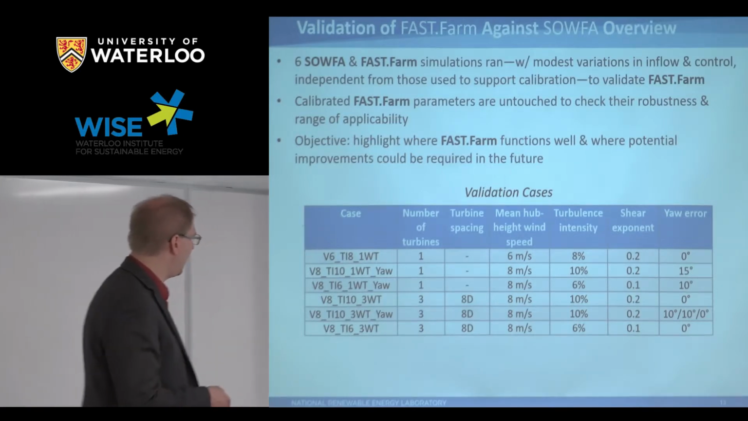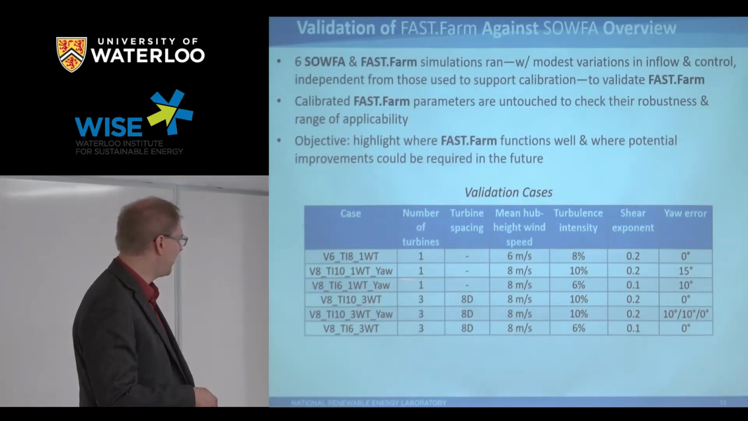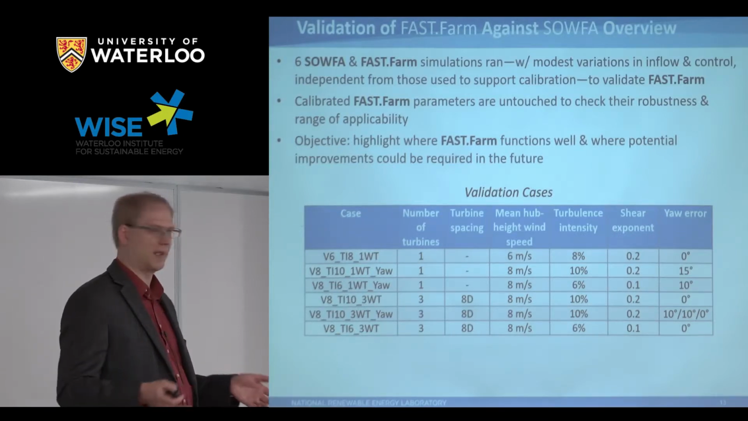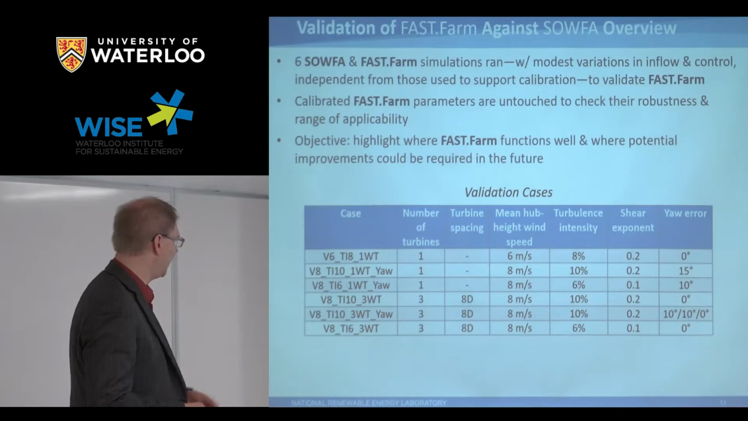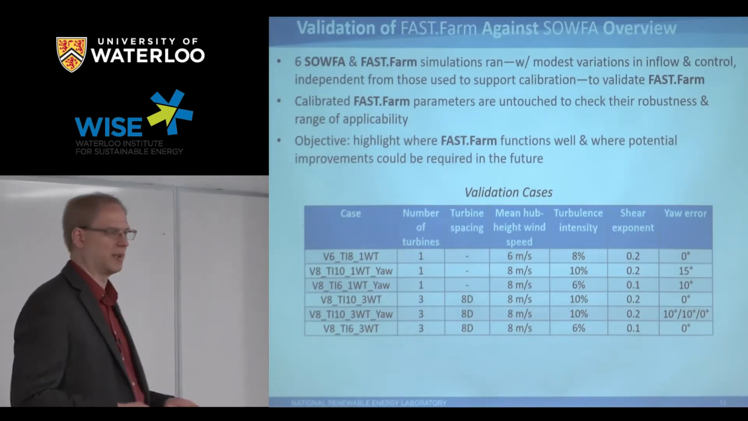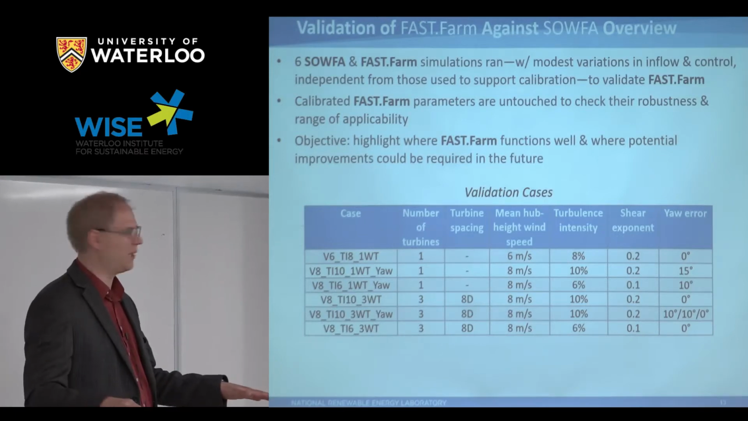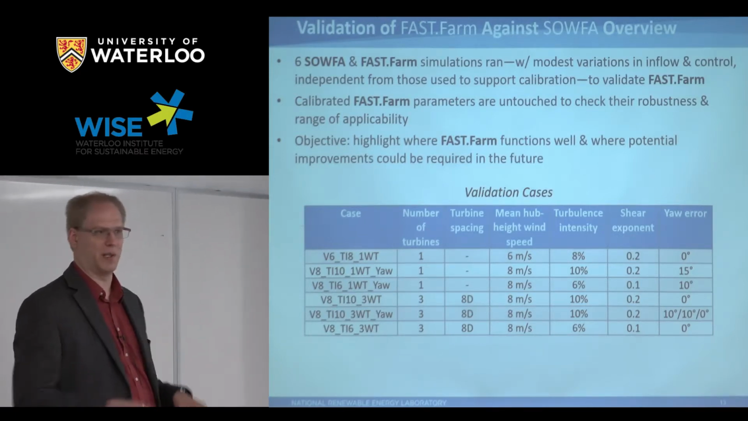So we came up with these 6 cases. We varied things that we had not varied before, with different wind speeds, different thermal intensities, different yaw settings, and also looked at multiple turbine situations. If I simply leave the calibration parameters fixed and never change them, how do my results compare to SOFA? That's what I'll show here.